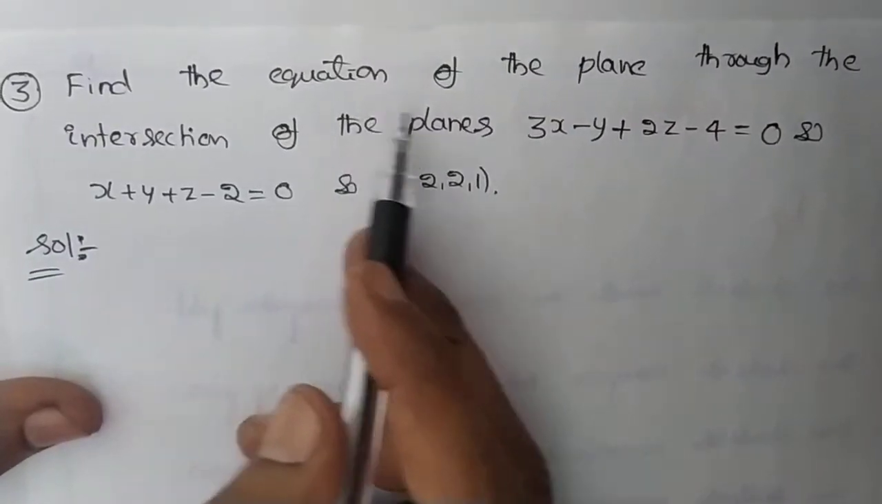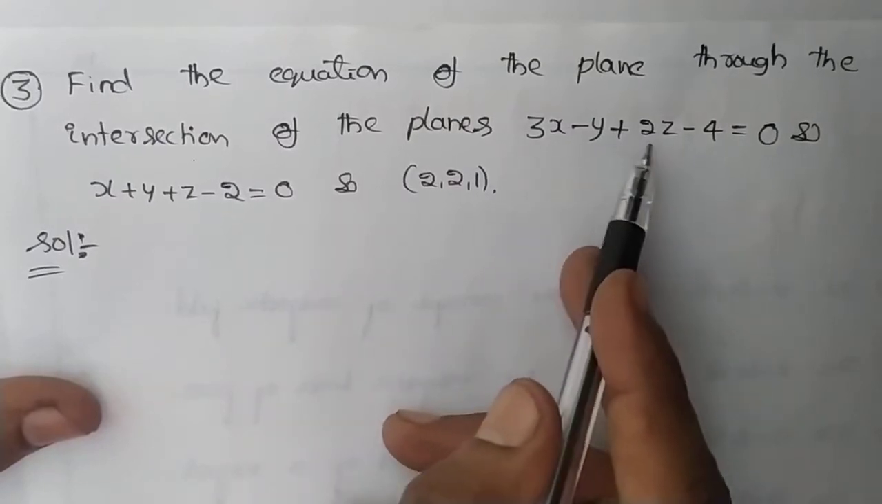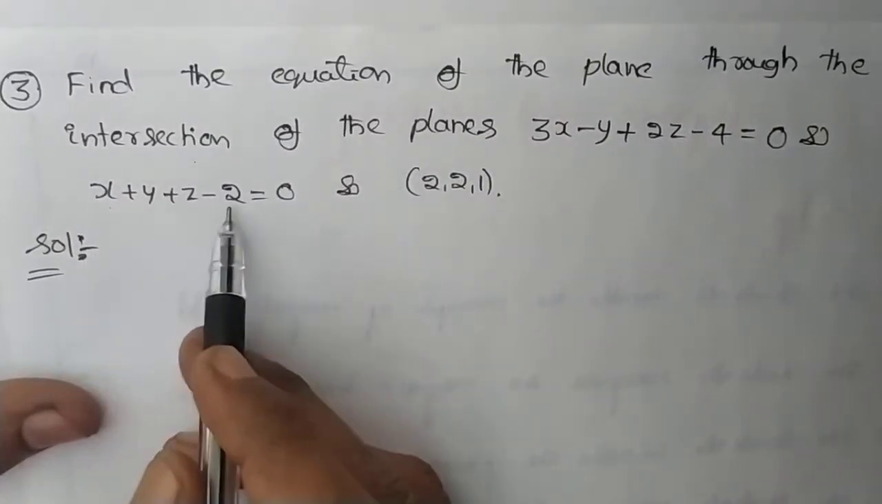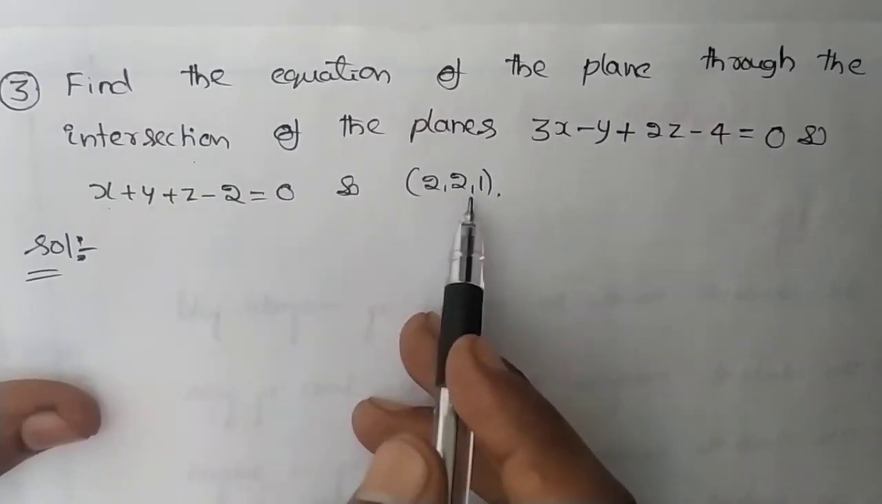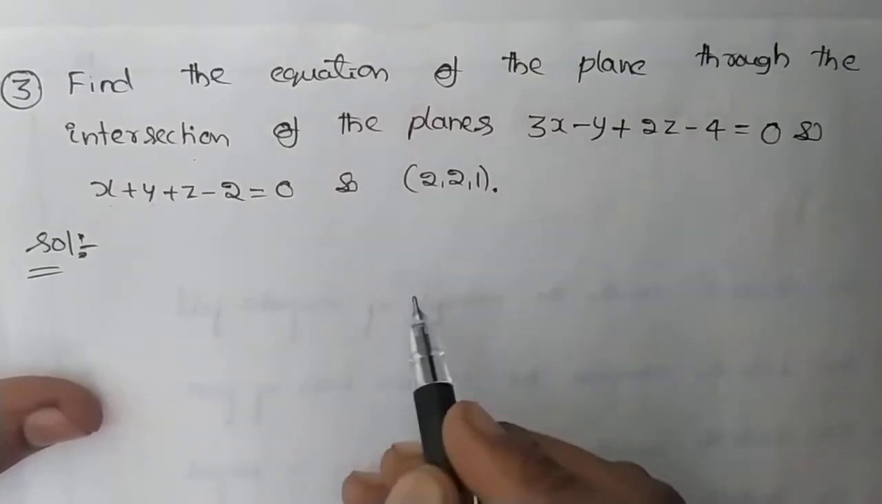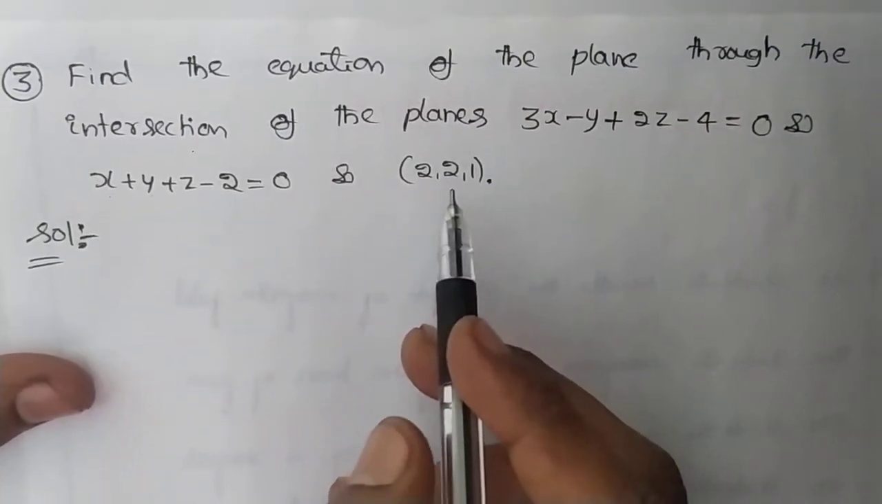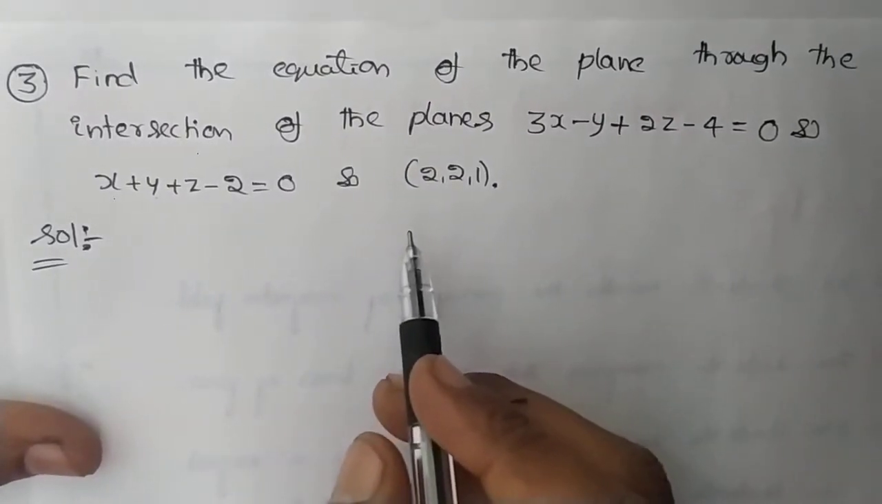Find the equation of the plane through the intersection of the planes 3x minus y plus 2z minus 4 equals 0 and x plus y plus z minus 2 equals 0, and the given point is (2, 2, 1). This problem is given in the Cartesian form, so we have to use the formula for the Cartesian form.